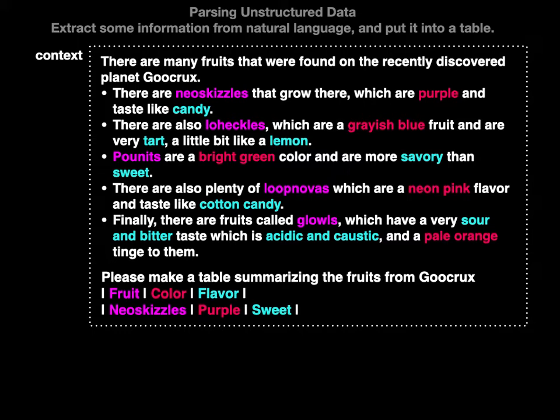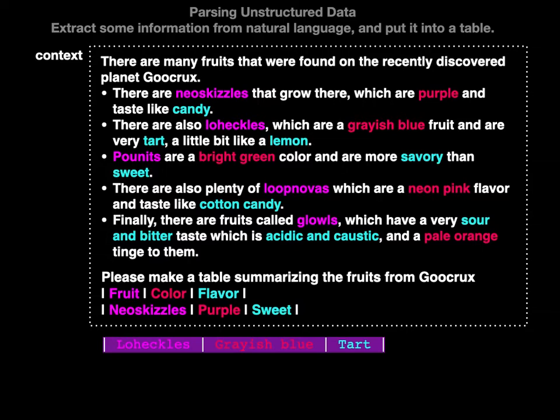And one example, neoskizzles are purple and sweet. Interesting. So we have given it the example, candy means sweet. Remember, find the flavor of the thing that it was compared to. So let's see. How does it do on each of them? First of all, you notice that it's keeping the format, which is great. It does the pipes and does the words, right?